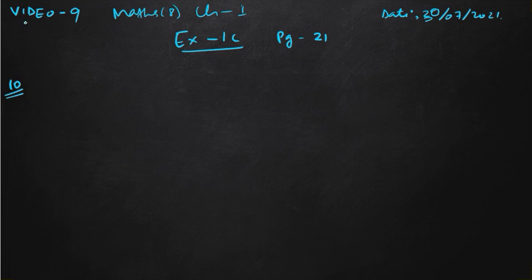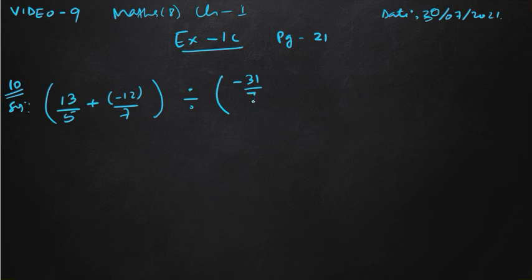So how to find the solution? The sum of 13 by 5 and minus 12 by 7, this is the sum. We have to divide this sum by the product. The product is 31 by 7 into 1 by minus 2. So we need to solve this. Clear? So how will we solve this?